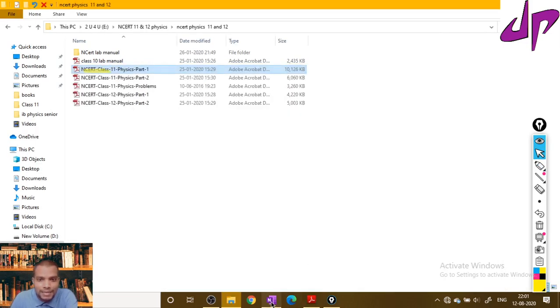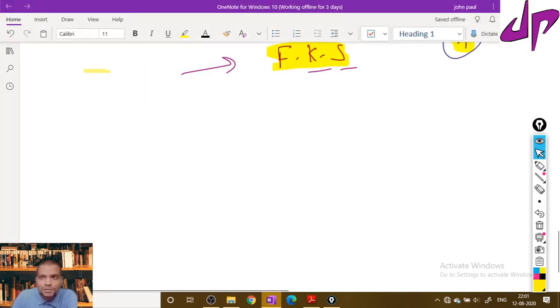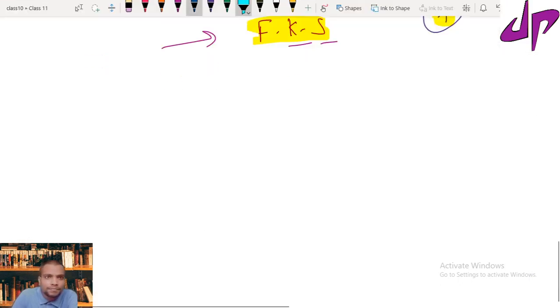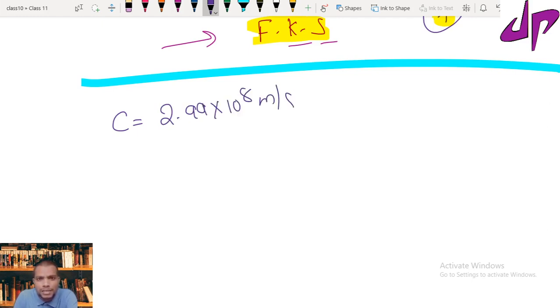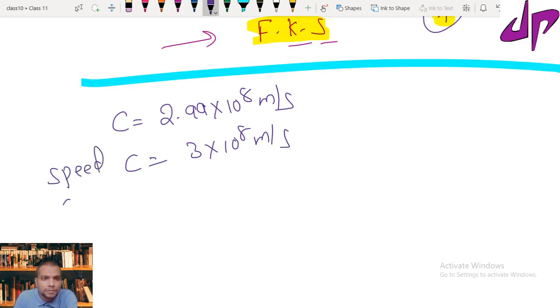Let me explain that clearly. Suppose we have a vacuum, just imagine this entire space is a vacuum. Now we know the velocity of light formula. The velocity of light c is approximately 2.99 times 10 power 8 meter per second, or roughly we take c equal to 3 times 10 power 8 meter per second. This is the speed of light.